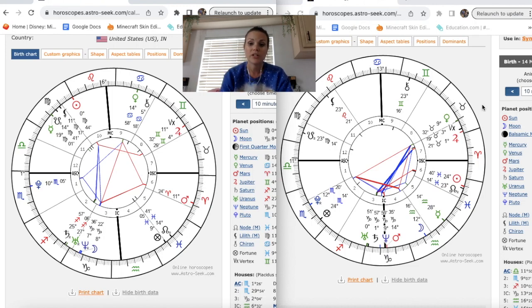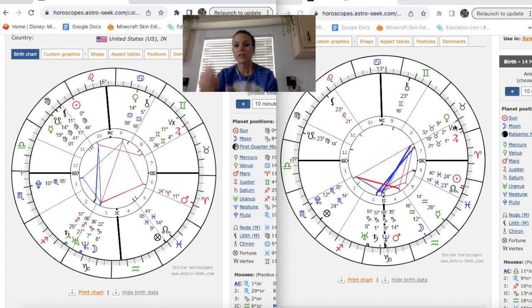We have Jupiter in Taurus over here. Again, Taurus being earth energy, very grounded. So this is going to be a very grounded energy. Okay, so that's just a basic thing for the house systems and how you can look at the houses and see how that plays a part in that person's life.